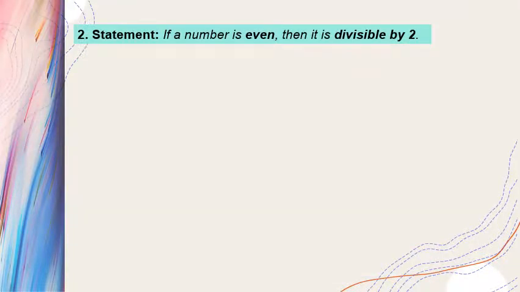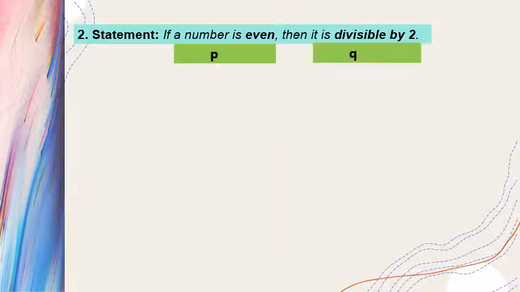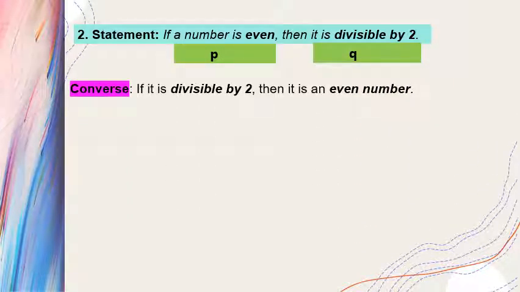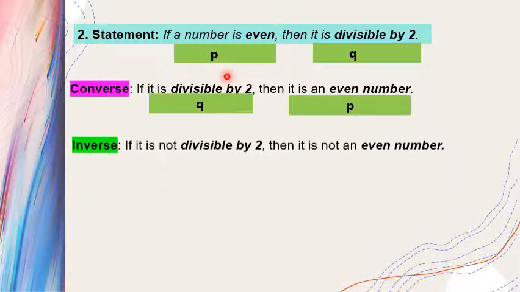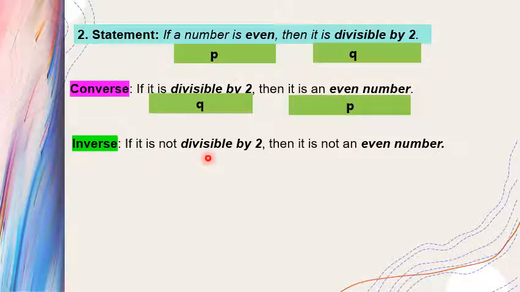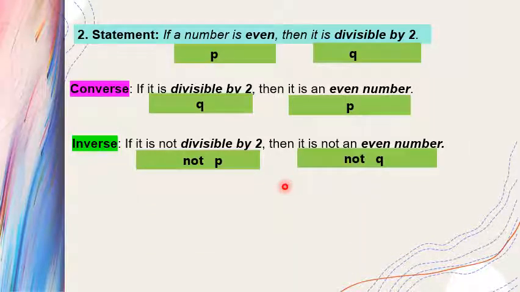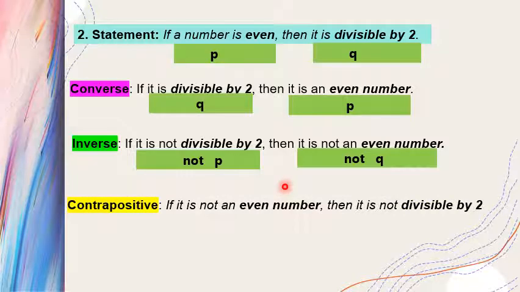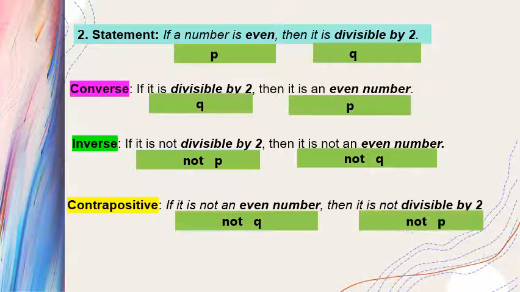For number 2, if a number is even, then it is divisible by 2. This is P and this is Q, or P is the hypothesis and Q is the conclusion. Converse: if it is divisible by 2, then it is an even number. We alternate the Q and the P. For inverse, if it is not divisible by 2, then it is not an even number. So this is not P and this is not Q. For contrapositive, if it is not an even number, then it is not divisible by 2. So this is not Q and this is not P.